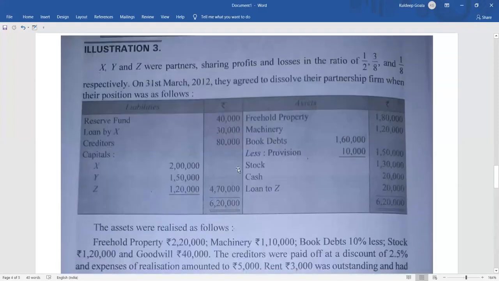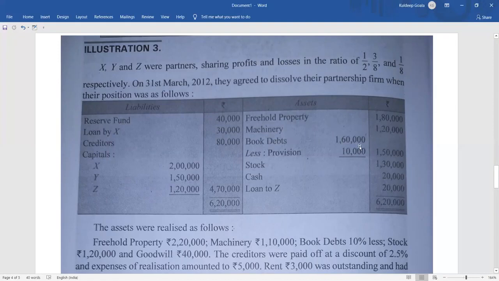Now what we will do is first of all transfer all the assets. So we know the entry. Please refer to the first video. I'm repeating once again. Why? Because if you are not clear with the first video, all the other subsequent classes of dissolution will be zero. So see what is given here. Freehold property was 1,80,000. The property value was how much? 1,80,000. And machinery was 1,20,000.